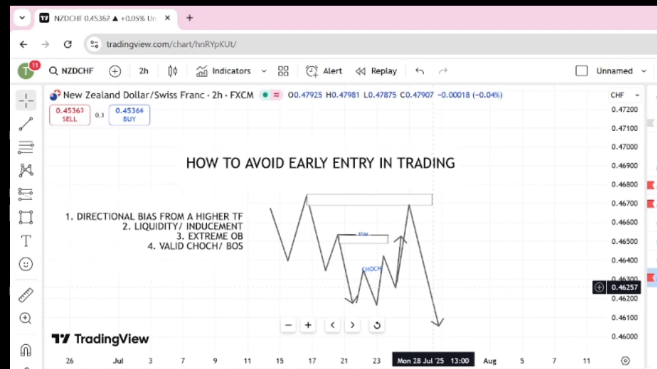these confluences I've listed here. Don't forget, we said number one, we want to see the directional bias from the higher time frame. Number two, presence of liquidity or inducement. Three, trading from extreme order blocks. Then the fourth one, which is the last one on the list, is identifying valid change of character or break of structure. So let's go into the chart and we'll get to see how to use this to avoid early entries and how to increase our profitability rate in the market.